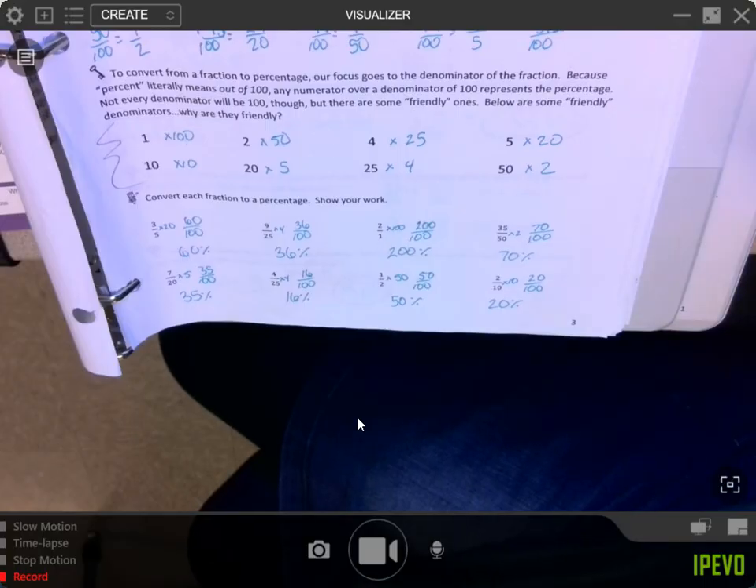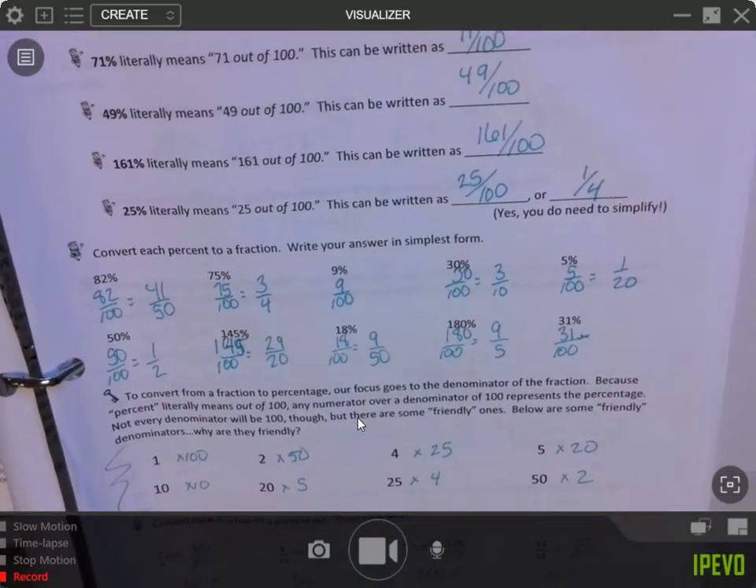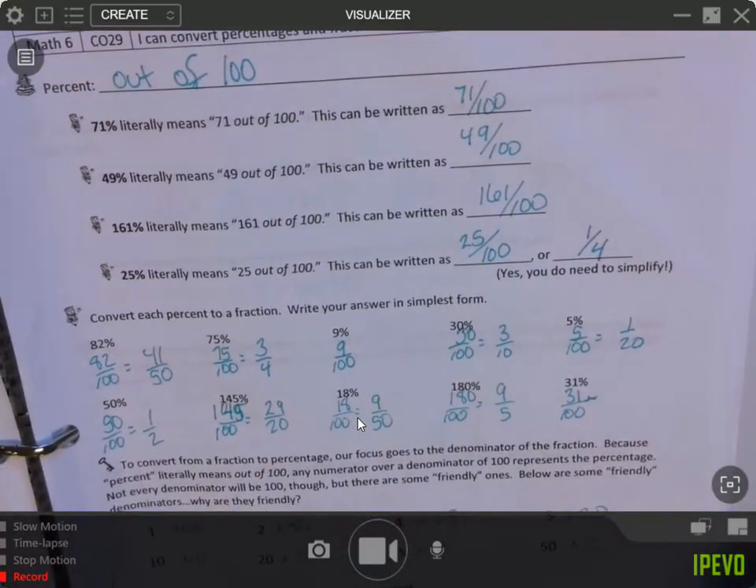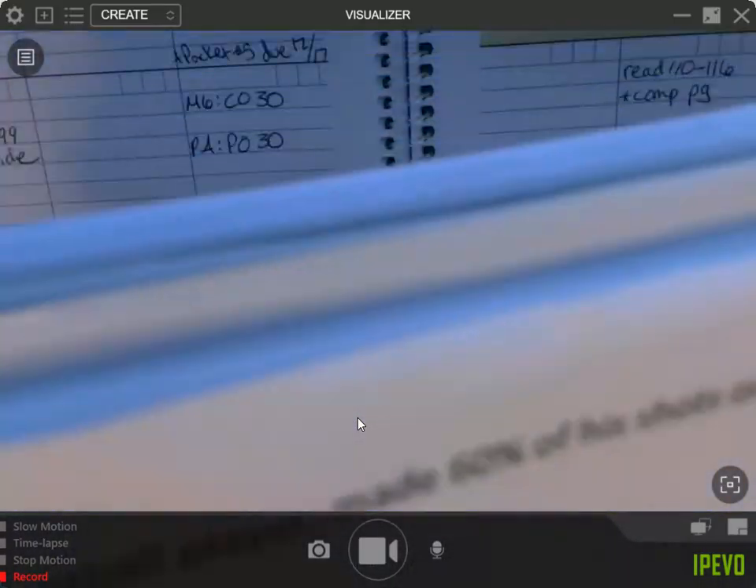Always remembering, what is our magic number for this unit? 100. Thank you, Kellen. Second page.